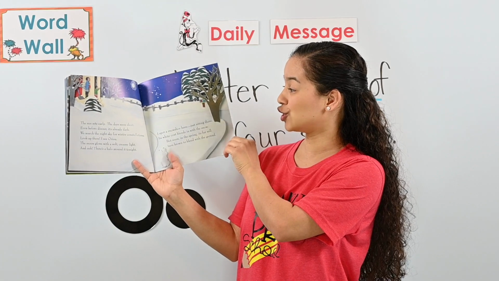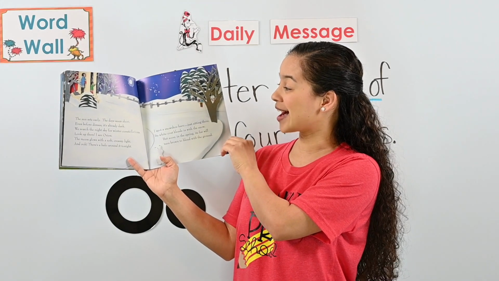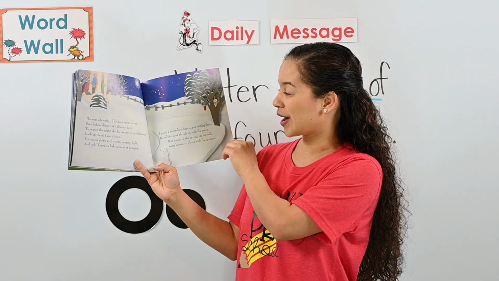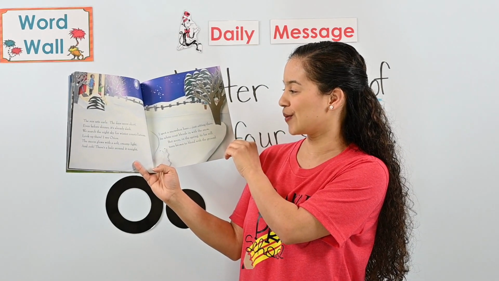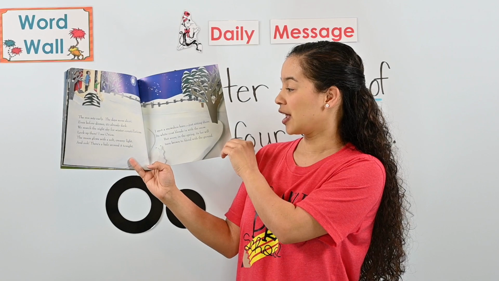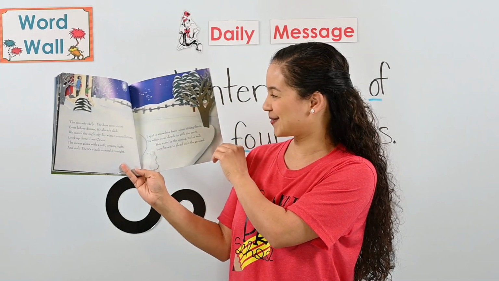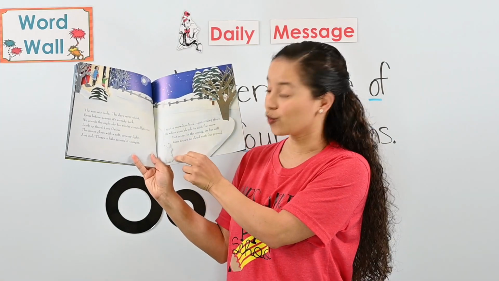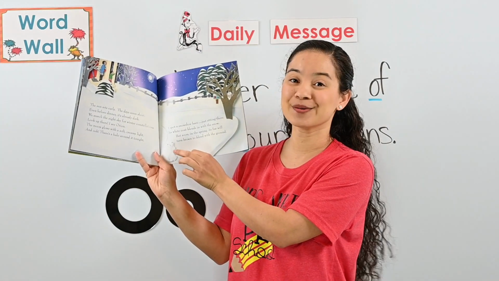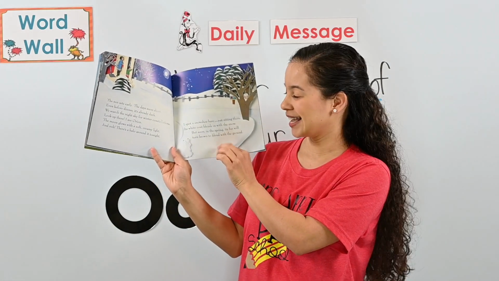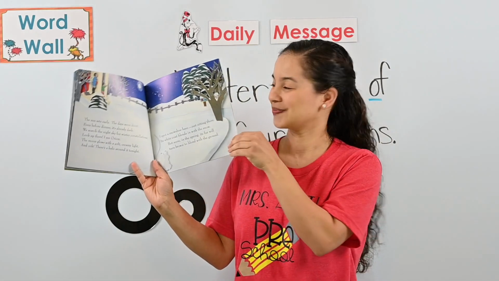I spot a snowshoe hare just sitting there. Its white coat blends in with the snow. But soon in the spring, its fur will turn brown to blend with the ground. Here is the snowshoe hare. The snowshoe hare is white. It blends in with the snow.